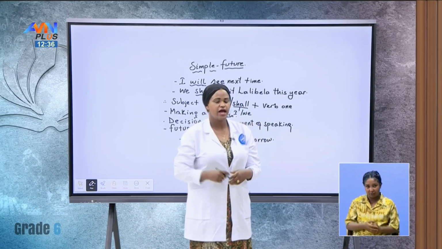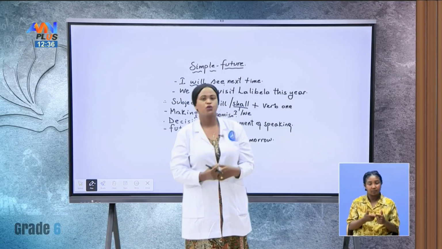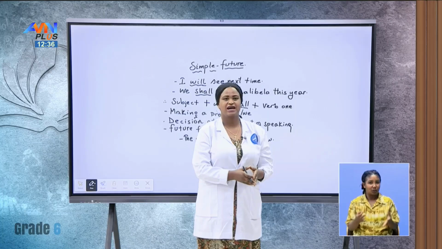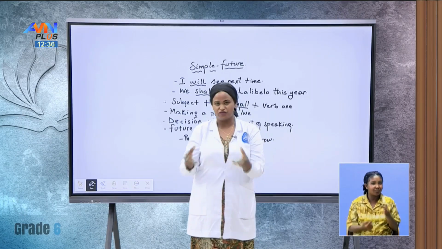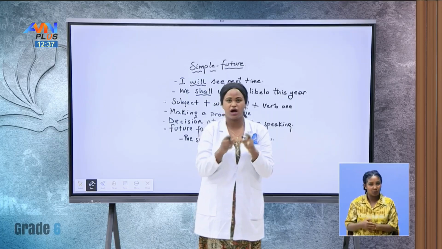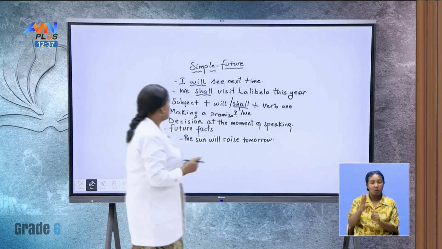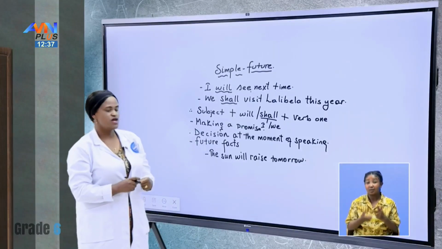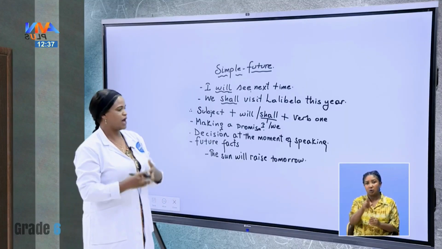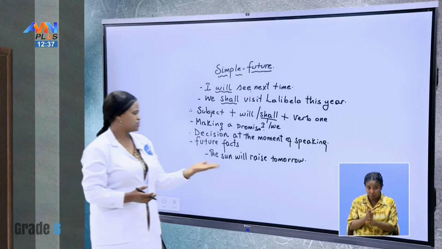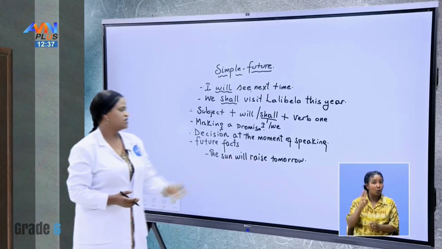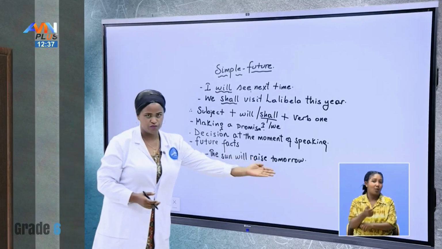And the second one is when you are making simultaneous decisions, or decisions that are happening in the middle of speaking. When you see something, you decide to do another thing. That is how we use will in the case of making decisions. And the third one is future facts. Some truths that you are sure will happen in the future are expressed with what? With will. The sun will rise tomorrow. This is a fact, and it will happen tomorrow.